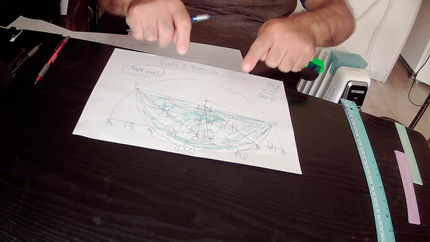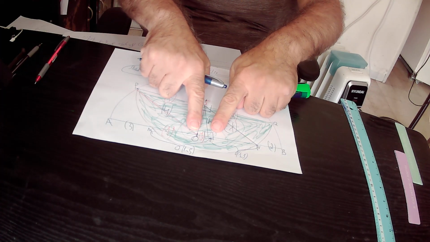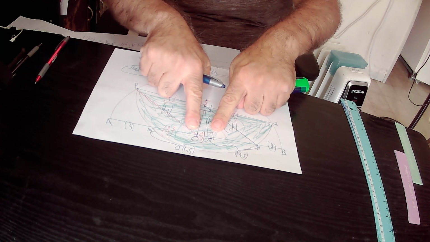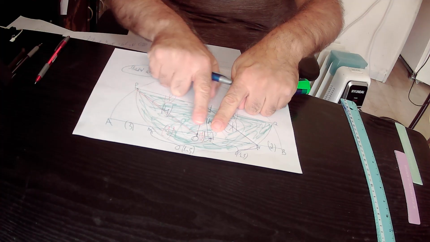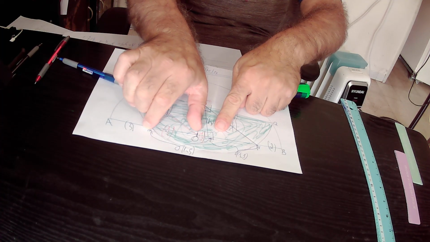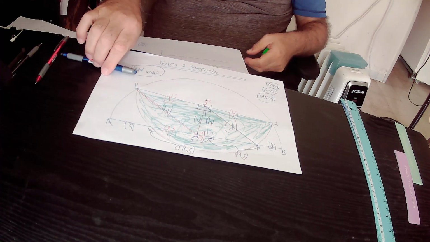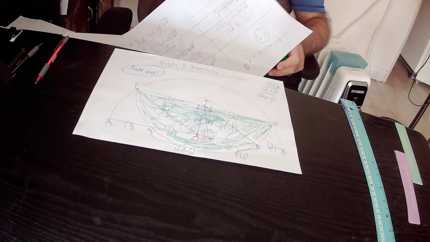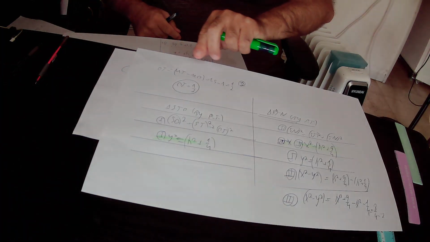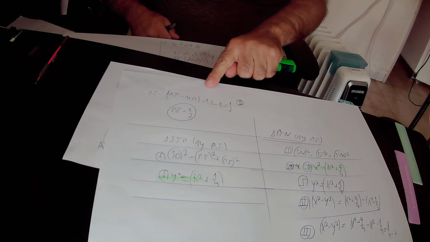What is the length of this short line segment OT? OT equals MT minus MO. Again, MT minus MO equals OT. And again, the short line segment OT equals MT minus OM.